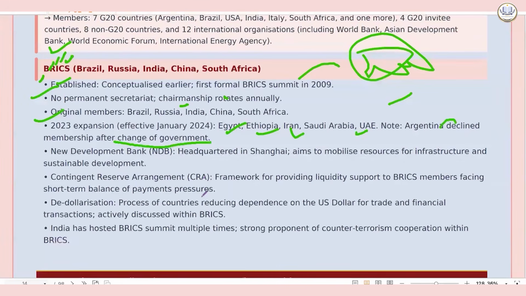Then we have NDB, which is headquartered in Shanghai, and we have already seen that it aims to mobilize resources for infrastructure and sustainable development. There is an important term, contingent reserve arrangement.